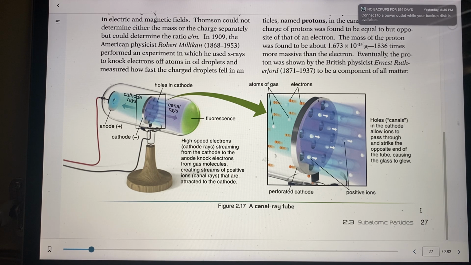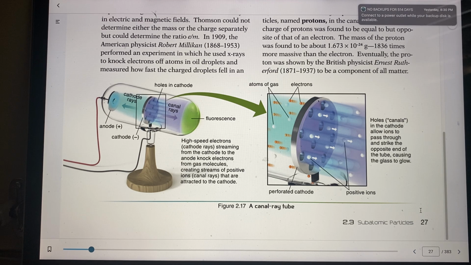And so a man named Eugene Goldstein, a German who lived from 1850 to 1930, found that in addition to the negative cathode rays, the cathode ray tube produced positive rays that flow in the opposite direction. He had canal rays, and here's a picture of his. High-speed electrons, cathode rays streaming from the cathode to the anode, knock electrons from the gas molecules, creating streams of positive ions that are attracted to the cathode. The holes, the canals, in the cathode allow ions to pass through and strike the opposite end of the tube, causing the glass to glow.